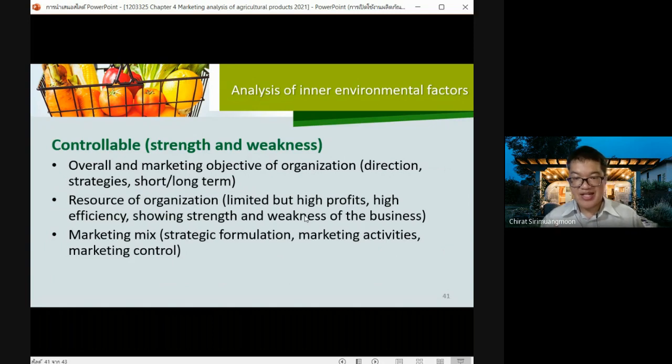What is the overall and marketing objective? So what is the key point for your organization? And for marketing objective, like what is the point you need to go for just marketing things? So in this case, you need to know and understand your direction, strategies, and the policy in long term and short term. And also the resource of organization. Because normally the company have very limited budget, but your point is you need to create the highest profit with high efficiency.